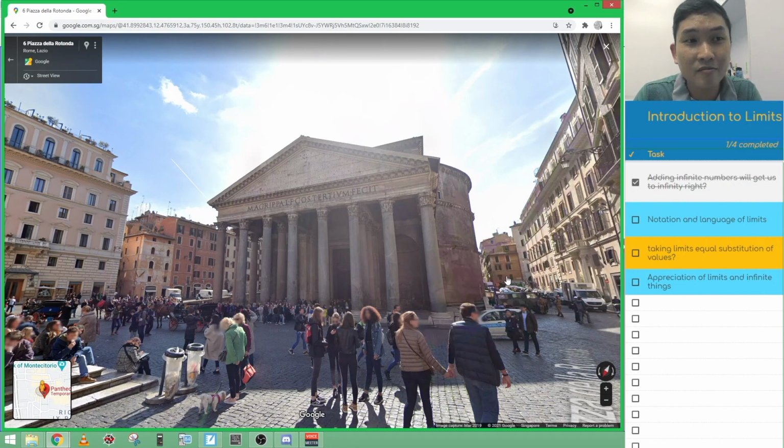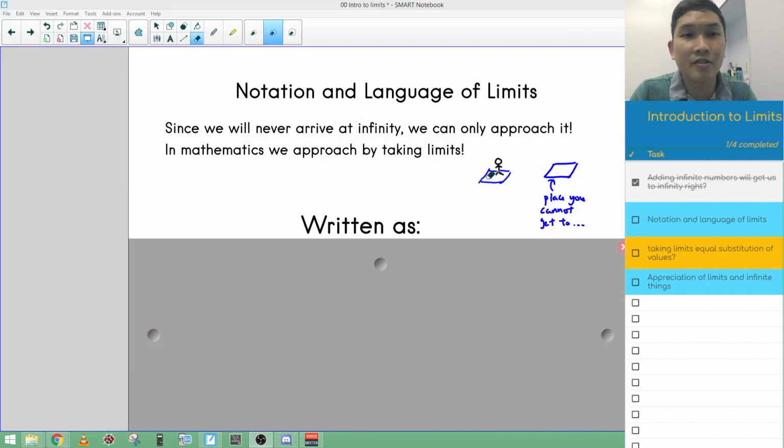Okay, so I am not in Italy right now, I'm in Singapore, but I can see what's happening in Italy, sort of, yeah? And that is the same as limits, right? You're here, you want to get to infinity, you can't get there, but I can show you what it looks like somewhere near infinity. That is the idea of limits.